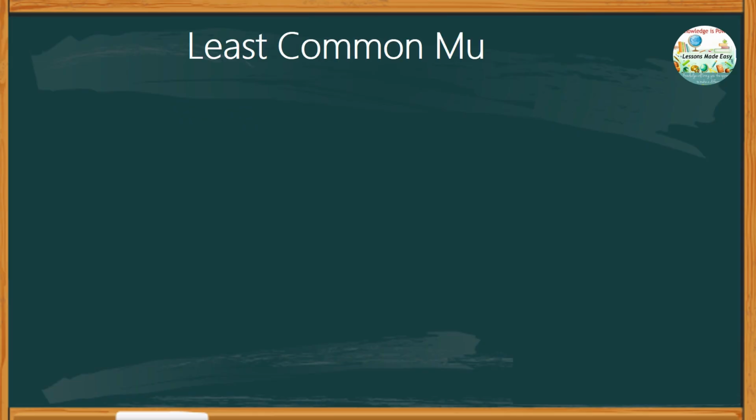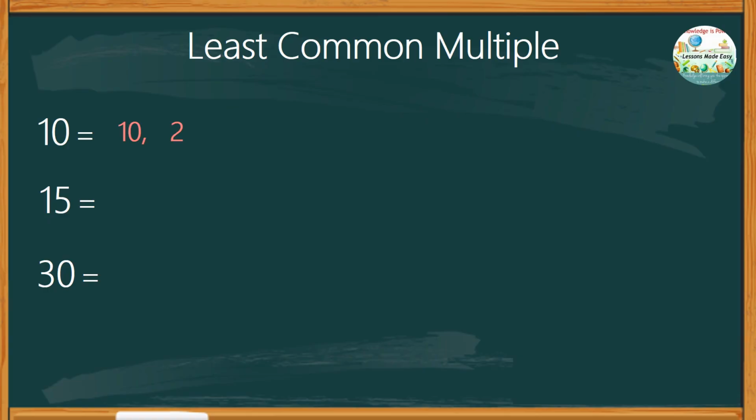Find the least common multiple of 10, 15, and 30. So we have to list down the multiples of each number one at a time. The multiples of 10, we have 10, 20, 30, 40, 50, 60, 70, 80, 90, 100, and so on. We can stop at 100 because we don't really need a large number. We are looking for the smallest common multiple.